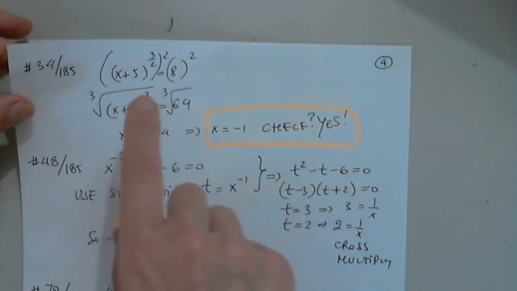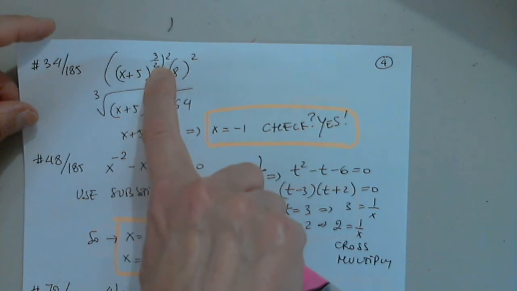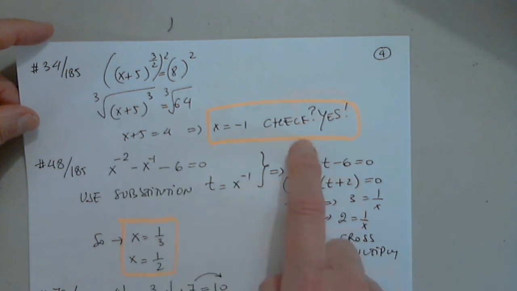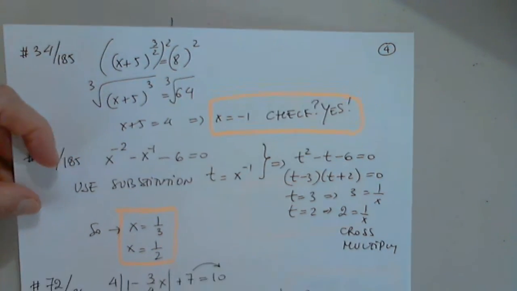Here the same idea, I square both sides to eliminate the denominator first, and then I have power 3, take the cube root, and I get 4. I have to check, go back, it's working.